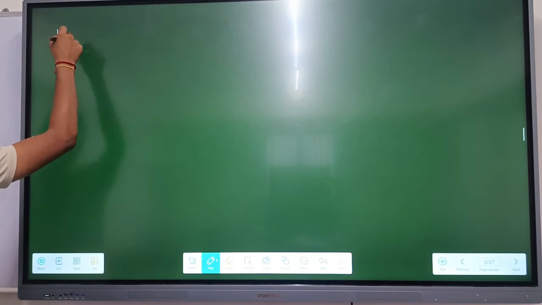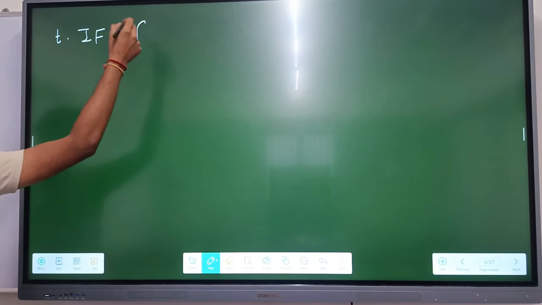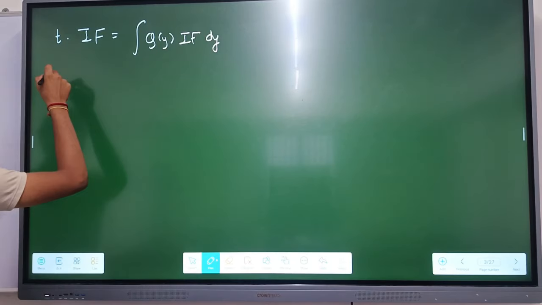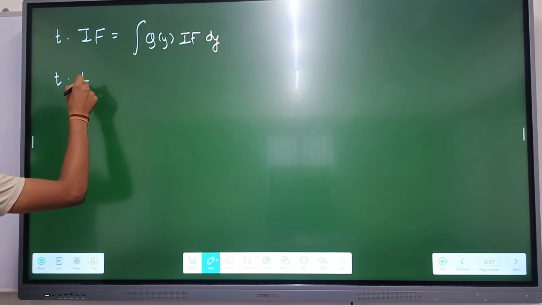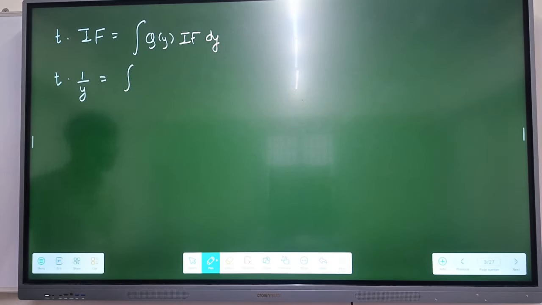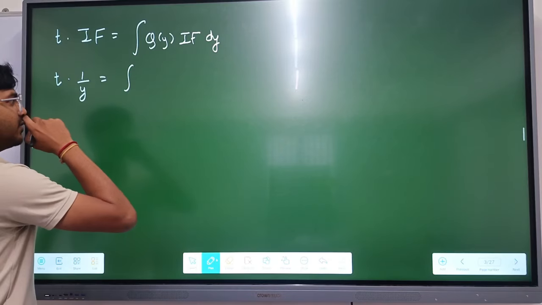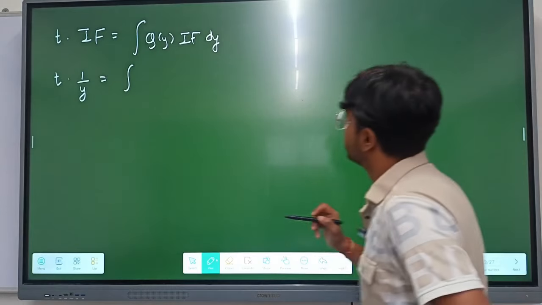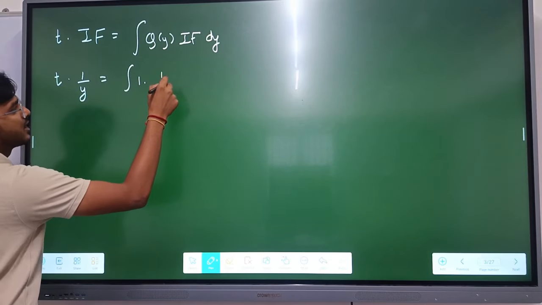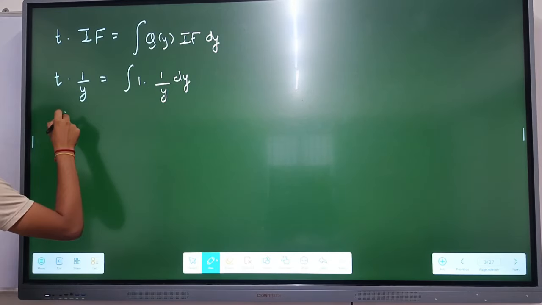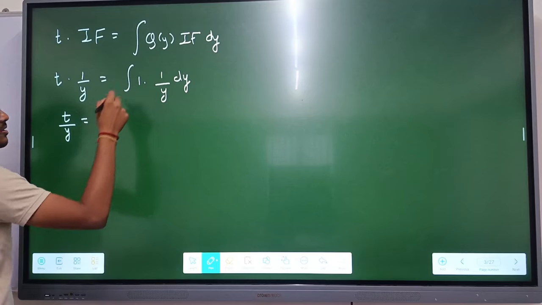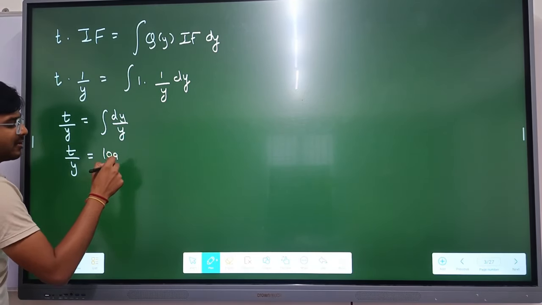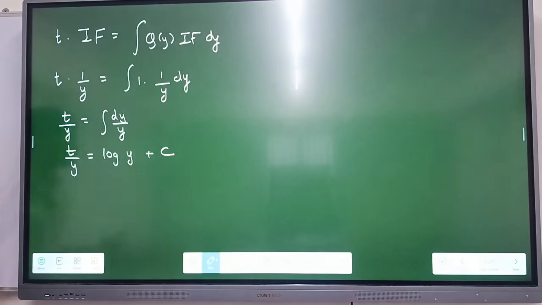What is the solution? T into integrating factor would be equal to integration of q of y into integrating factor dy plus constant c. So t into, what is the integrating factor we got? 1 by y equal to integration of q of y. What is the q of y function? Here we saw q of y function is 1. Integrating factor is 1 by y dy. So we get t by y equal to integration of dy by y. What is integration of dy by y? Log y plus c.